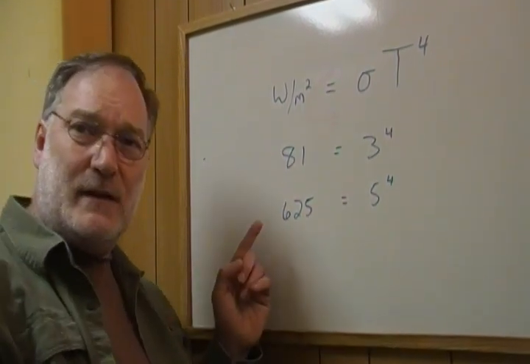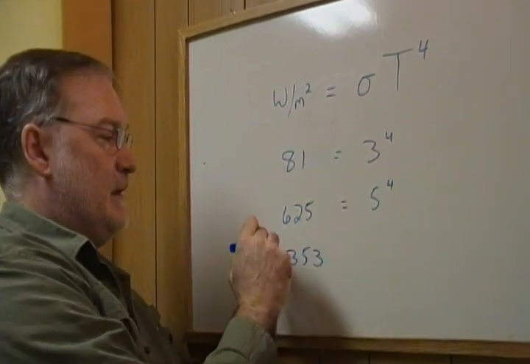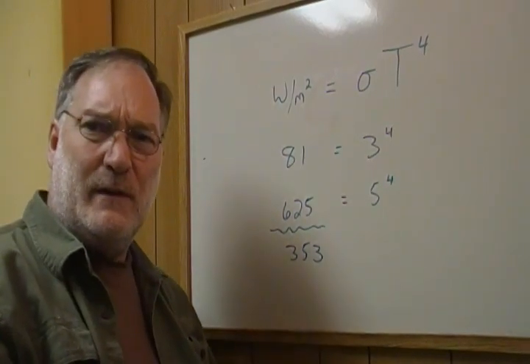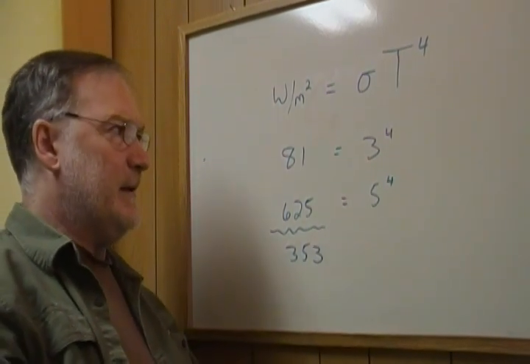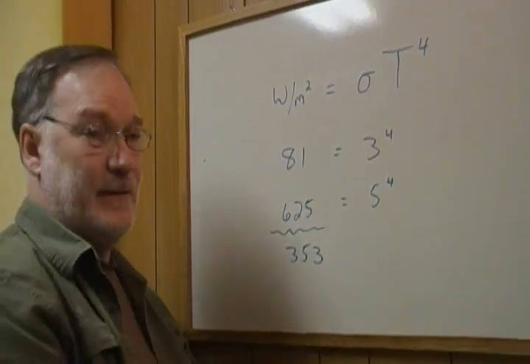If you take the average of these fourth powers, you get 353. So that's the average of those two fourth powers. Add them up and divide by 2, you get 353. Putting that into the equation, well, actually, all right.